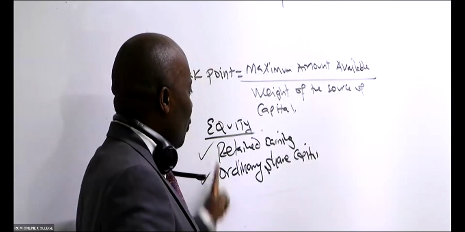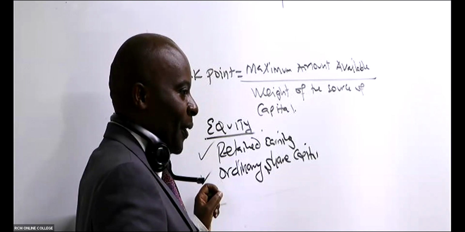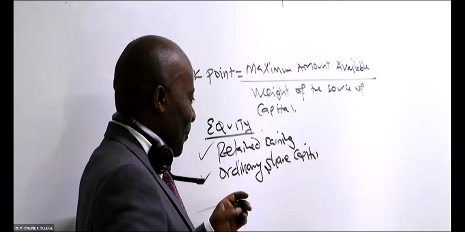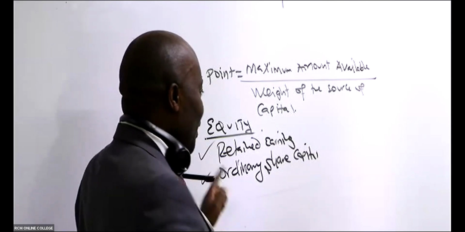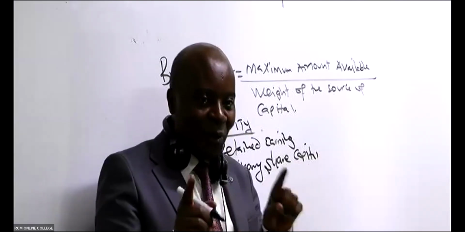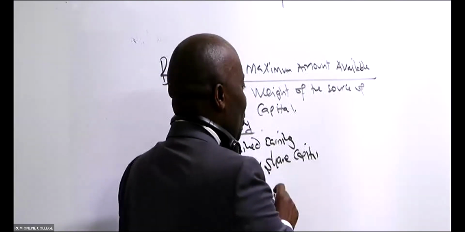Between these two sources of equity, which one is cheaper? Which one is cheaper to raise capital from? You see, retained earnings, we already have in our accounts. The money is already in existence, isn't it? Anytime you want to raise money through ordinary share capital, what does it mean?